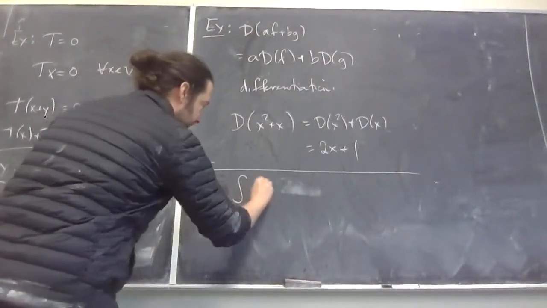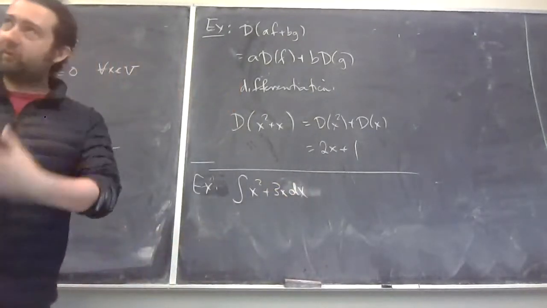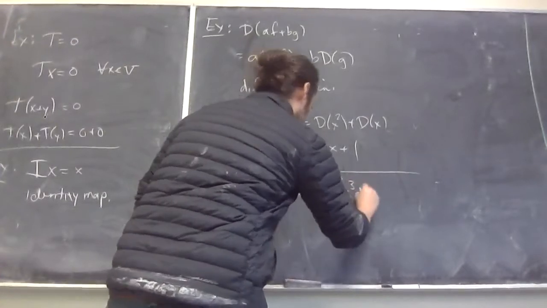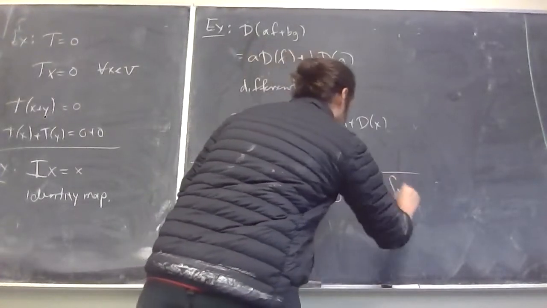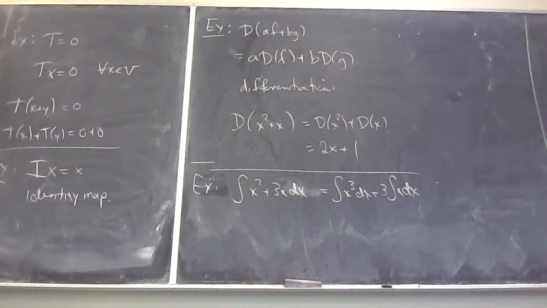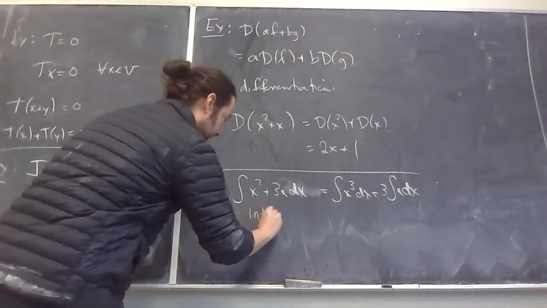The integral of x squared plus 3x dx, everyone in here, whether you wrote it down or not, in their heads is doing this. Oh, it's the integral of x squared dx plus 3 times the integral of x dx. But as soon as you do that, you've used linearity. You've broken it apart across the sum and you've pulled the scalars out. Integration is a linear map.